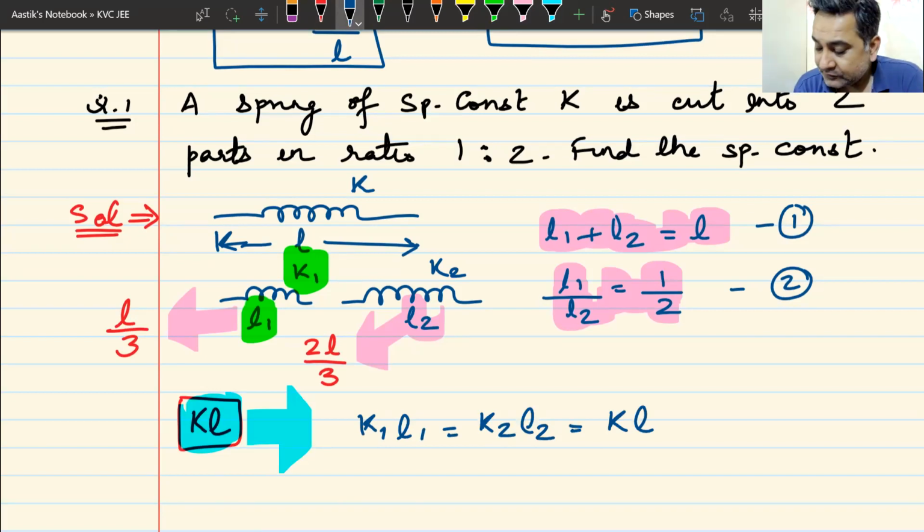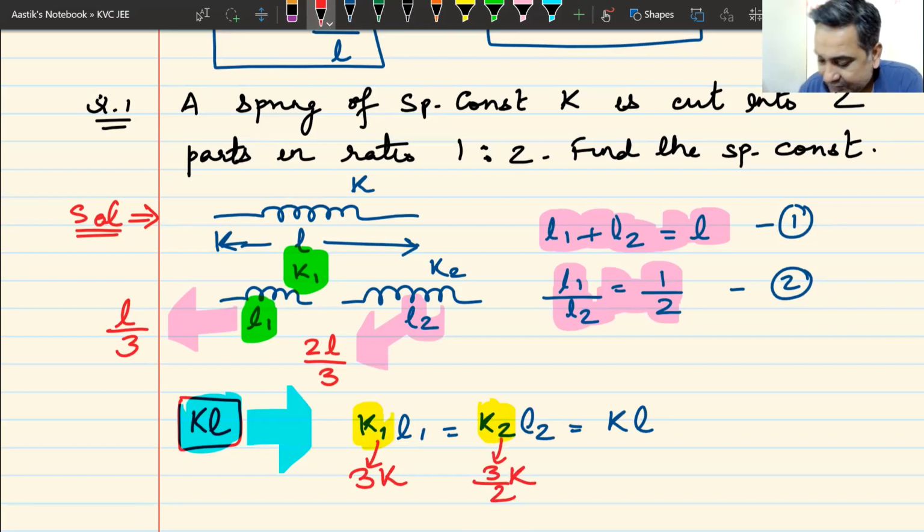Yes, sir. From here, you can calculate the value of K1 and K2. Please tell me what is the value of K1 and what is the value of K2. I leave it to you. You can easily solve this equation and get the value of 3K and 3 by 2K. Yes, that is correct. This is 3K and this is 3 by 2K. Well done, everyone. This is exactly what I was looking at.